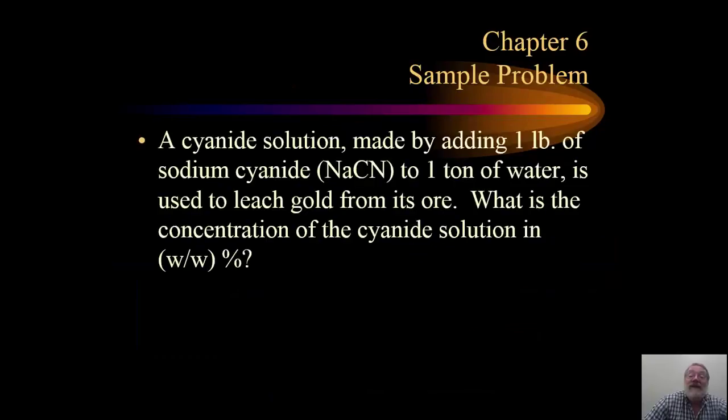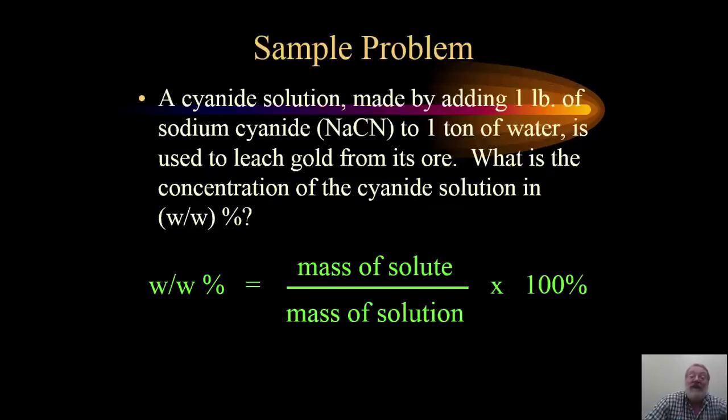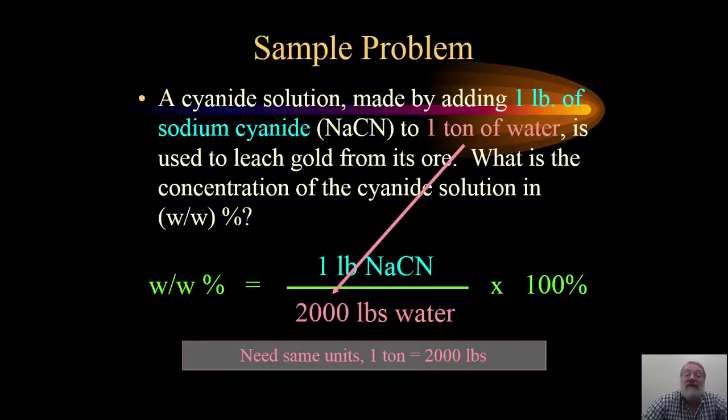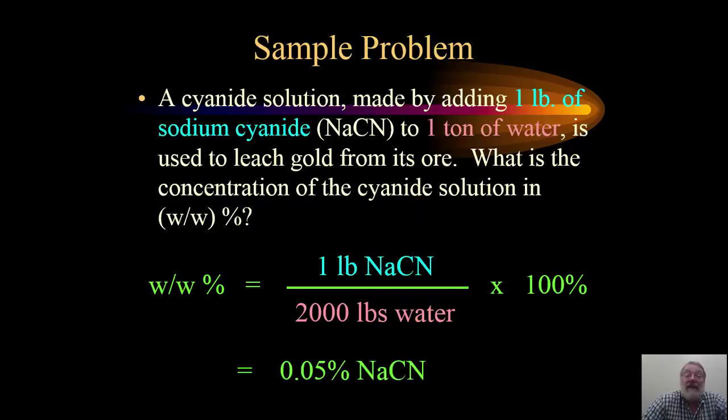Later on, I say, well, let's look at the recipe for that cyanide heap leach solution. You put a pound of sodium cyanide into a ton of water. And that's what you use as your leach solution. Doesn't sound very concentrated, does it? Let's do a weight percent calculation. So we've been doing some of these calculations, and here we'll do another example of it. We take the mass of the solute, divide by the mass of the solution, making sure that the units are the same. And it says that cyanide heap leach solution is 0.05% sodium cyanide.